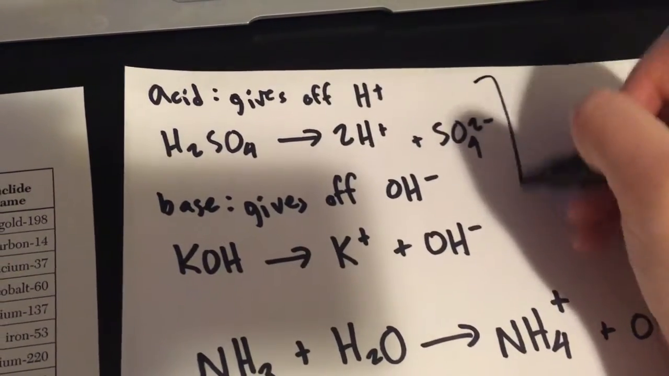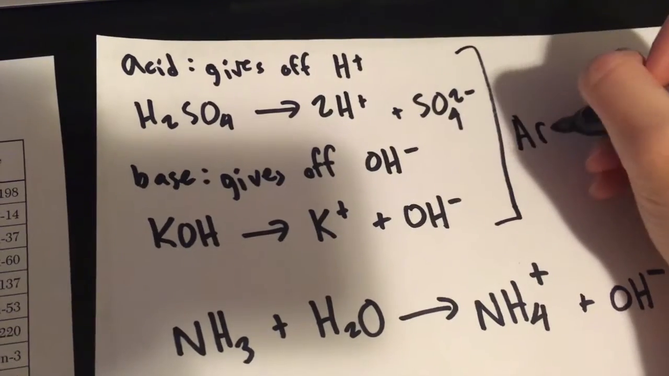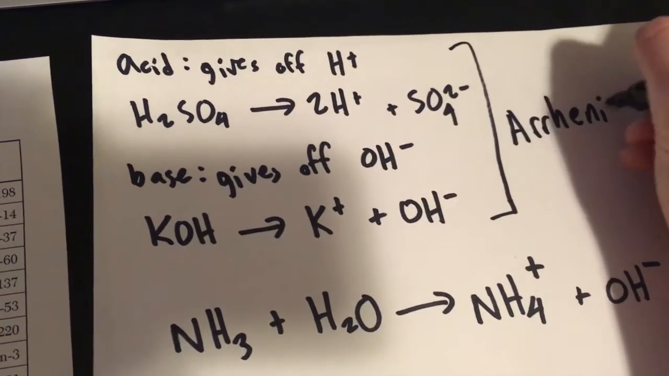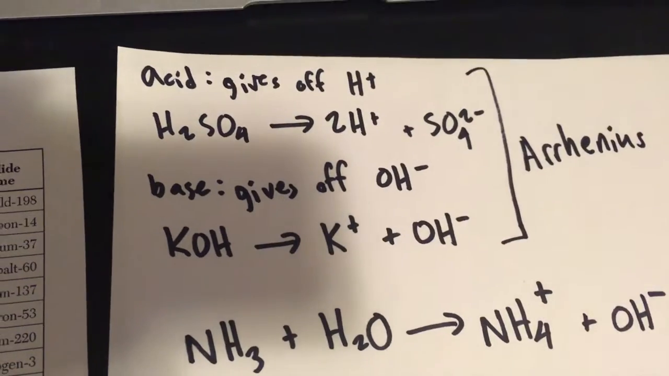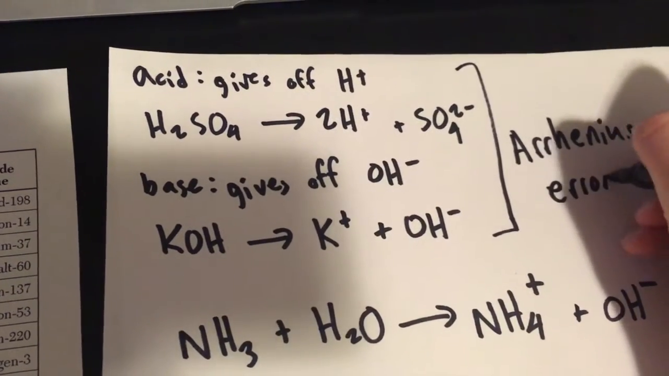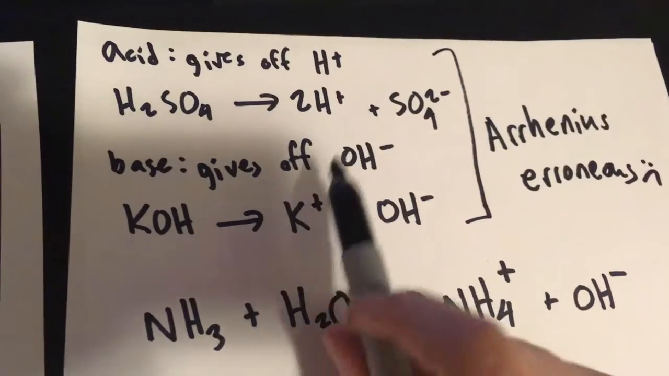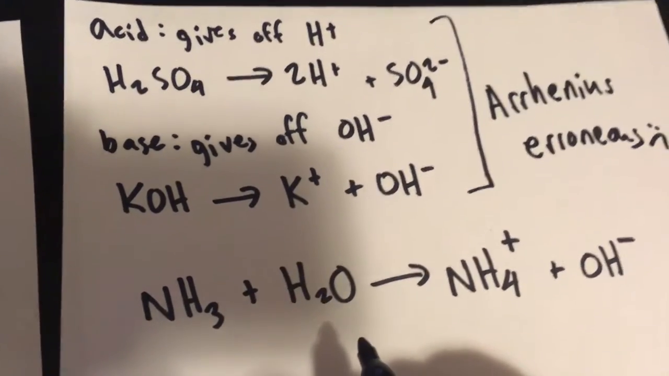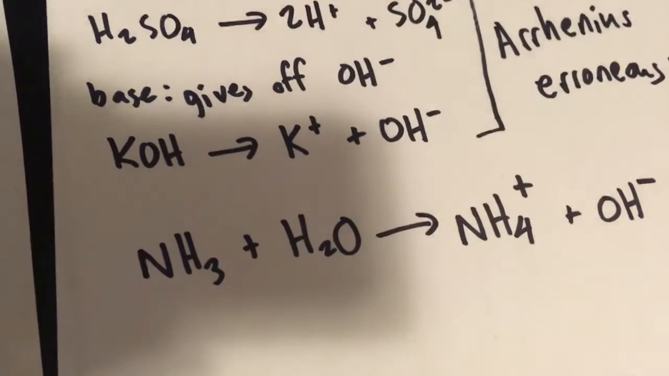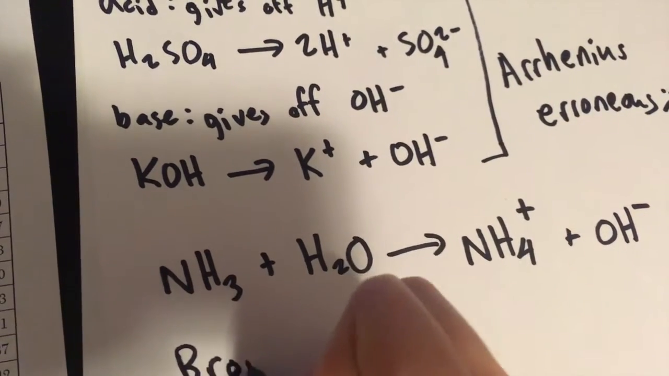This definition of acids and bases was developed by a chemist called Arrhenius. And it turns out that Arrhenius's definition is a little bit too narrow, right? So a pair of chemists called Bronsted and Lowry developed a more general definition for bases.